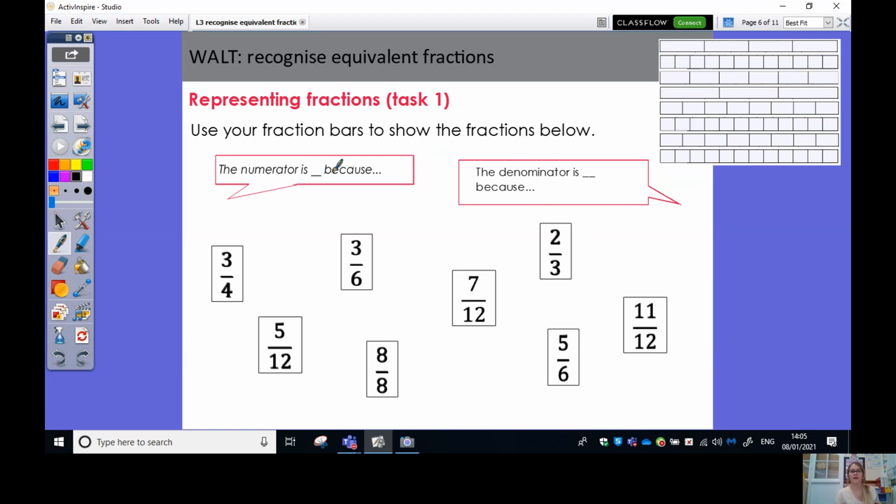Okay, fantastic. Hopefully you managed to have a go at that. If you weren't able to print the sheet, it's absolutely fine if you've just talked it through with an adult or if you've drawn the bars yourself. Don't worry about that, and I'd love to see them on Seesaw, and maybe even if you wanted to video yourself talking about them, that would be absolutely fantastic. So I can't wait to see those later.